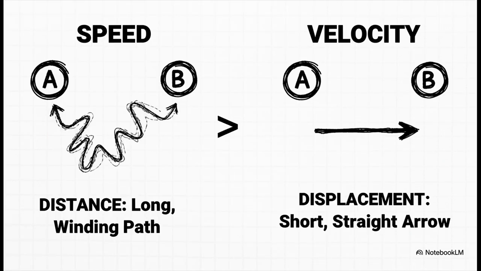Okay, listen up, because this is a golden nugget for your exams. Since displacement is always the shortest path, its length can only be less than or equal to the actual distance you traveled. That means your average velocity can never be greater than your average speed. They're only equal if you move in a perfect straight line.